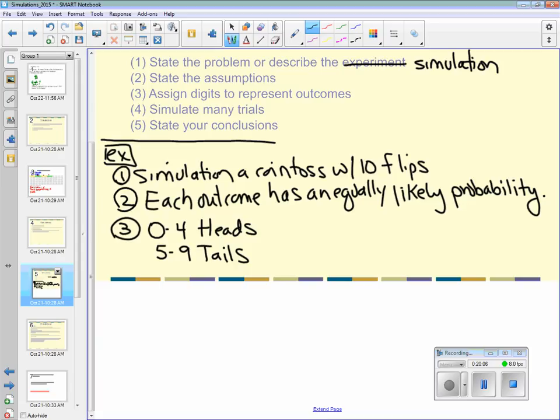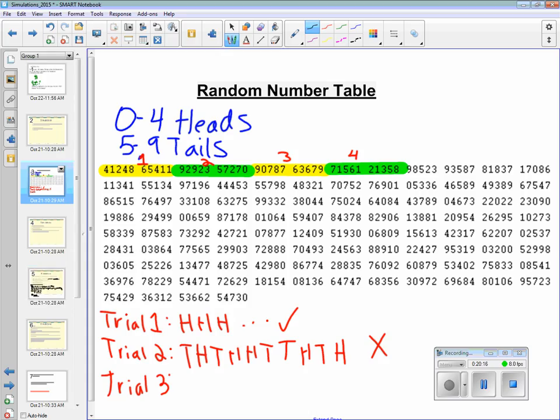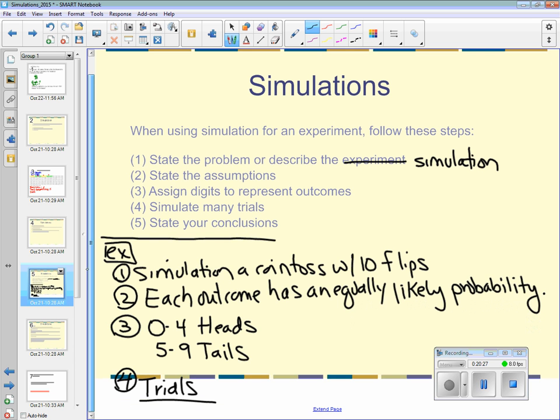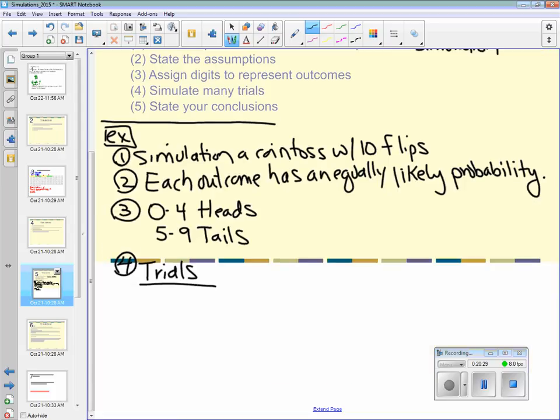Number 4, it says to go through the trials. So this is where you're going to put the outcomes of the trials, okay? Back here, this is where you're going to put this information, what I've written in red. Trial 1, this is what happened. Trial 2, this is what happened. Trial 3, this is what happened, etc. I'm just going to leave that blank because we're not going to do it again, but this is where that would happen. And then step 5, you have to put your conclusion.